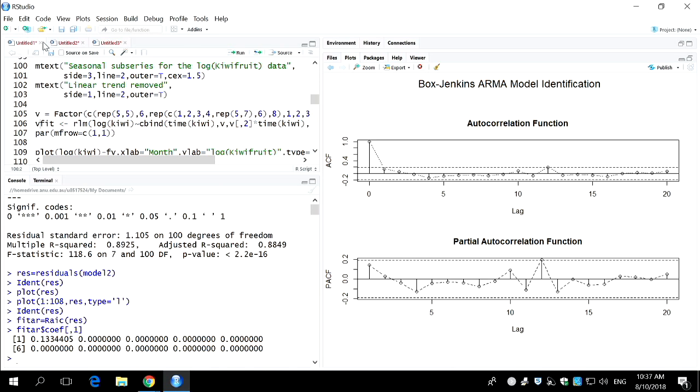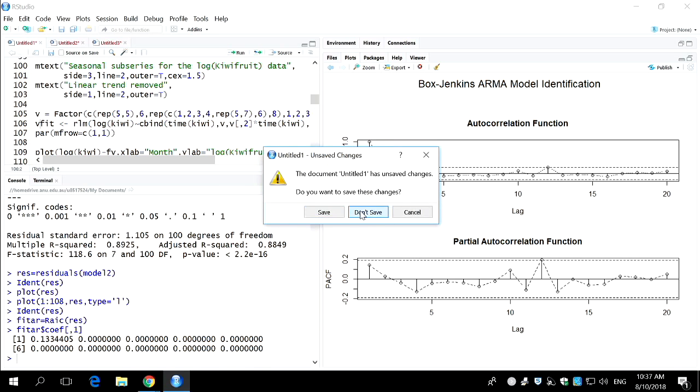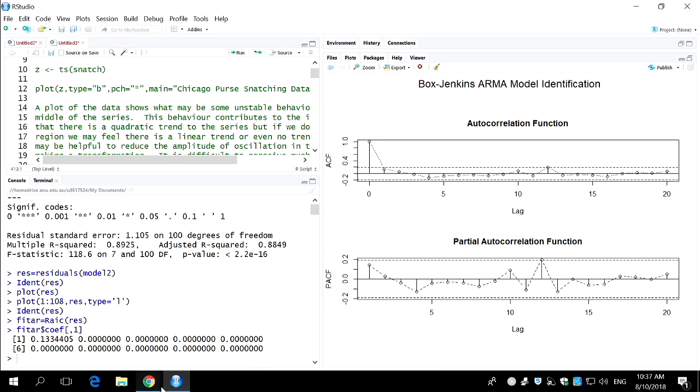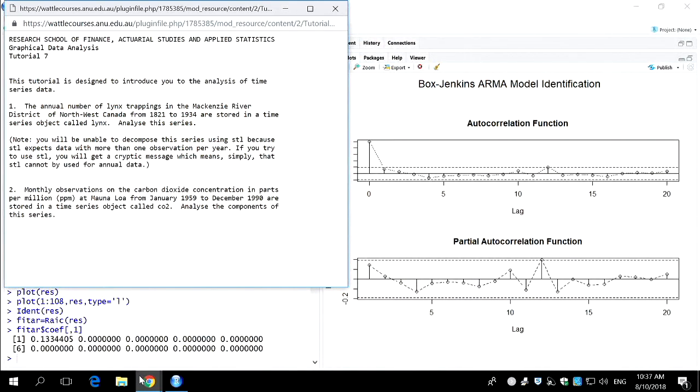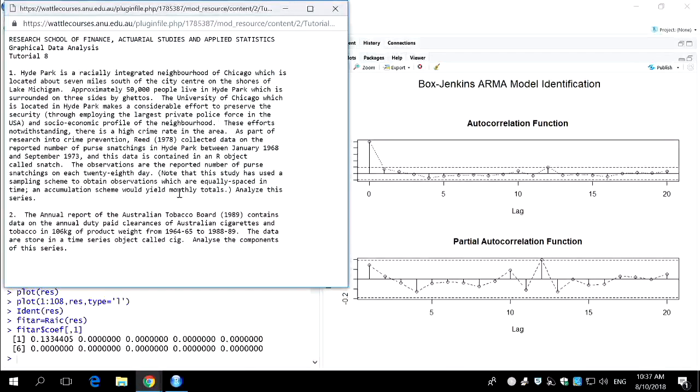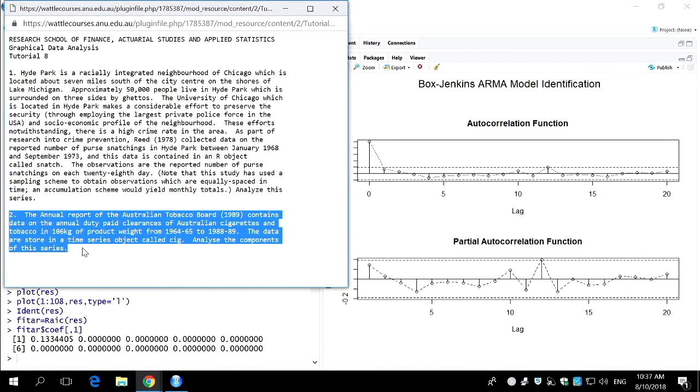All right, I want to look at a different data set. So I'm going to look at the tutorial. I'm going to start with tutorial 8 instead of tutorial 7. I'll tell you why. I'm actually going to look at the second data set here. And the reason I'm going to do that is because it's probably the one that's most like the assignment data. All right?